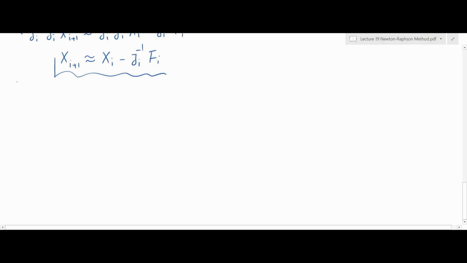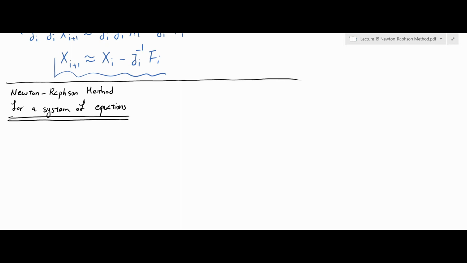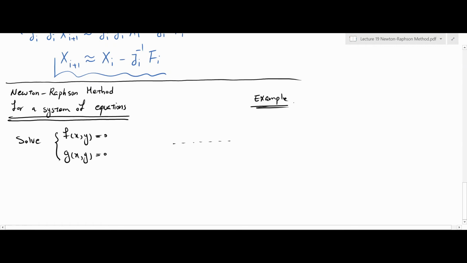And now let me change the color again and start writing the steps of Newton-Raphson method for a system of equations. Again, on the left-hand side, I write the steps, and on the right-hand side, I'll implement those steps to the example 6.12. So the problem description is solve f of x and y equal to 0 and g of x and y equal to 0. In the example, we have f of x and y is equal to x² plus x times y minus 10 is equal to 0, and g of x and y is equal to y plus 3x times y² minus 57 is equal to 0.